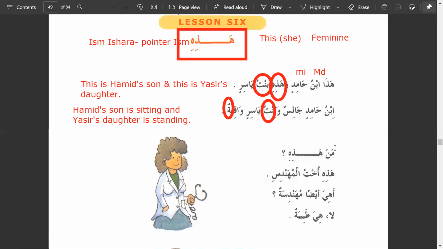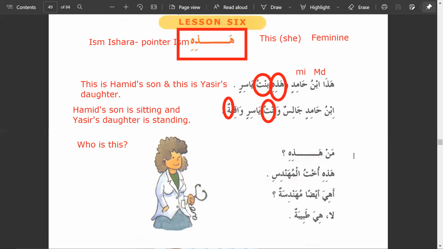Man Hazihi. Who is this? And why did Hazihi come? Because it's feminine. Obviously, this question is about this picture, right? In the picture, we can see that it's a she. That's why Hazihi came. The person someone is asking about is a feminine ism. That's why Man Hazihi came.